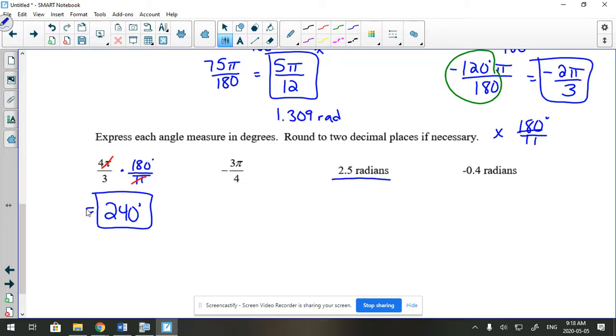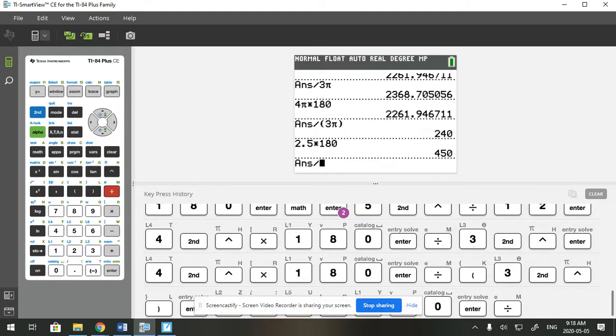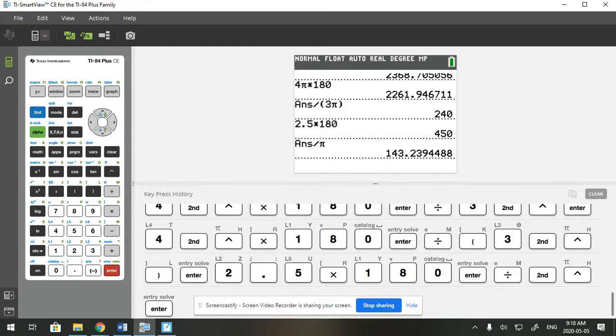This one here, you can see they've written it not in the exact form, but the estimated form when they rounded it. So 2.5 radians, you still do it the exact same way. If you want to change it to degrees, you're just going to multiply by 180 over pi and just type it in your calculator. 2.5 times 180. And then you're going to divide it by pi. And you'll see that it's approximately 143.24 degrees.